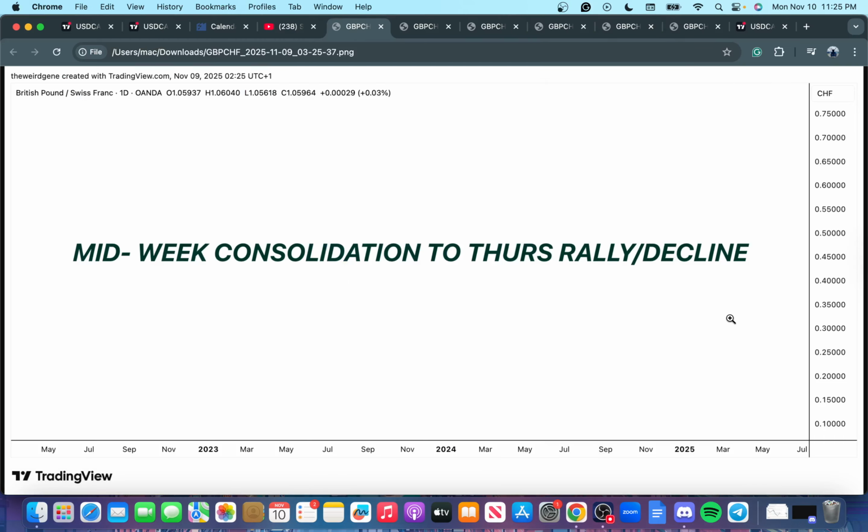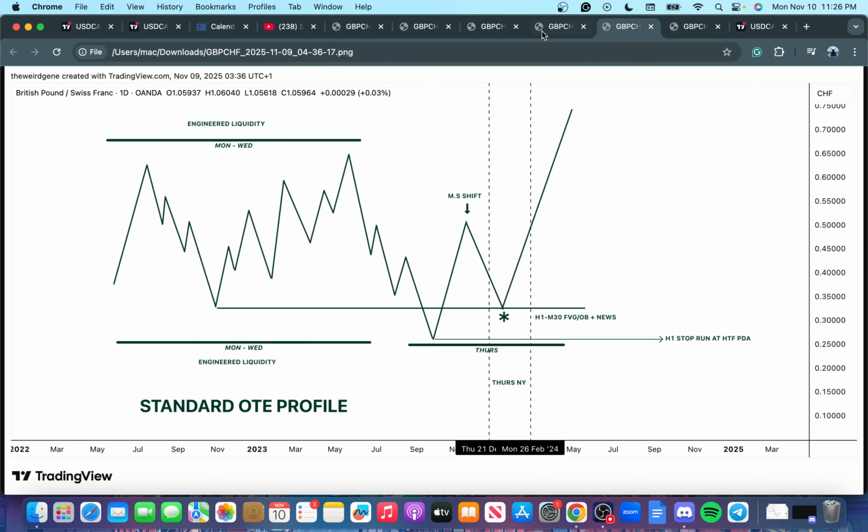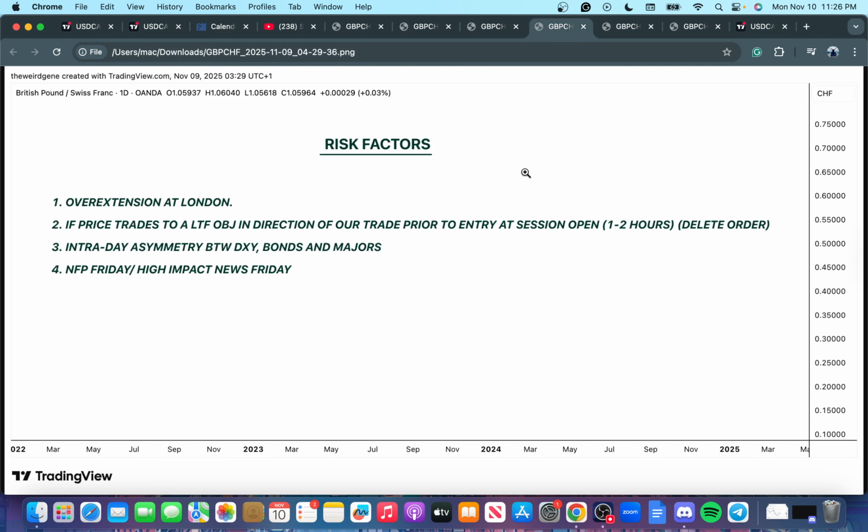Hey, welcome back to a continuation from the previous lesson where we talked about the midweek consolidation to Thursday rally or decline model. Yeah, that is a mouthful. I might find a better term for this, but the main focus is the model itself and not necessarily the name. We left off at risk factors for a model, and I wanted to then go into describing the model itself, and then look at some examples.